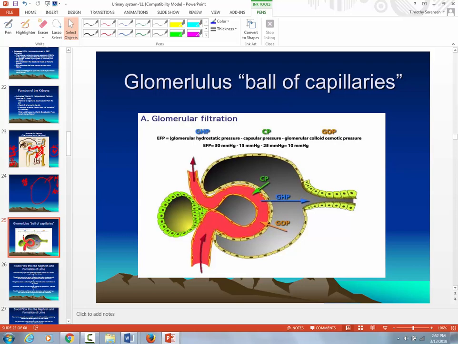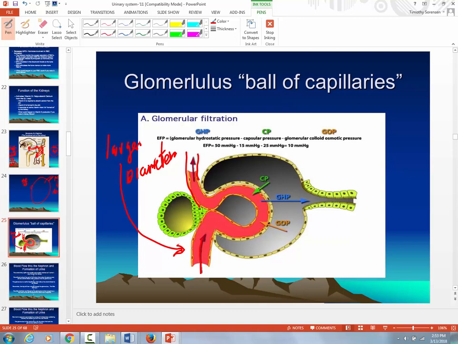So watch. This is a simplified version of the glomerulus. You got me? Now watch. The afferent arteriole has a larger diameter than the arteriole leaving the glomerulus, which is the efferent arteriole. So here you have a simplified version of the glomerulus. Then you have the afferent arteriole, and as you can see, it has a larger diameter.